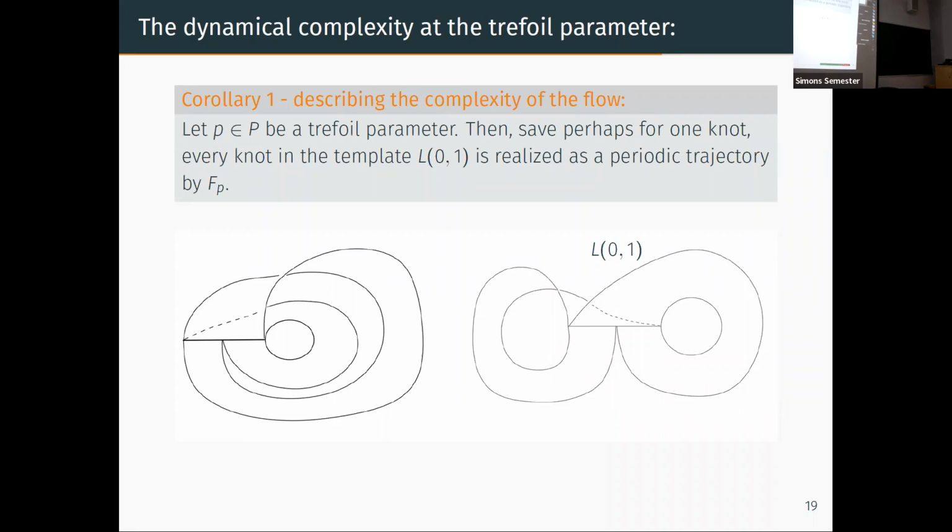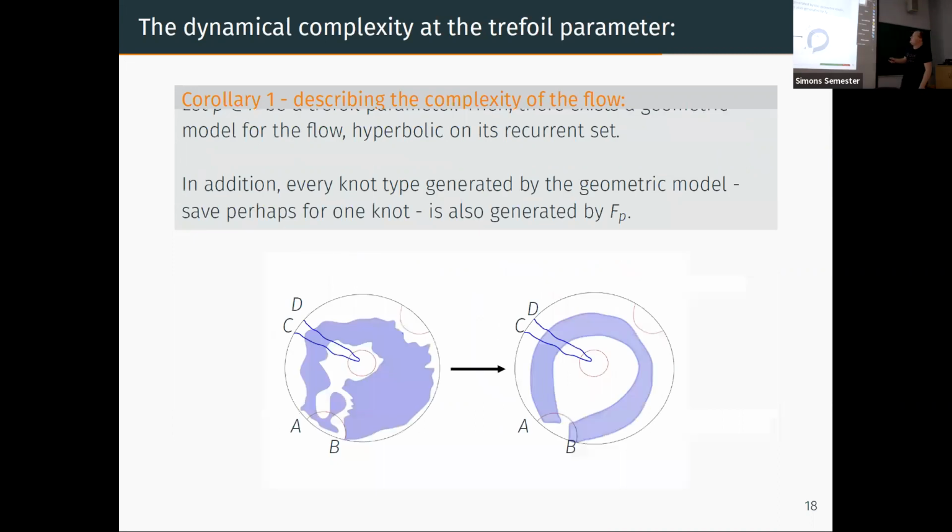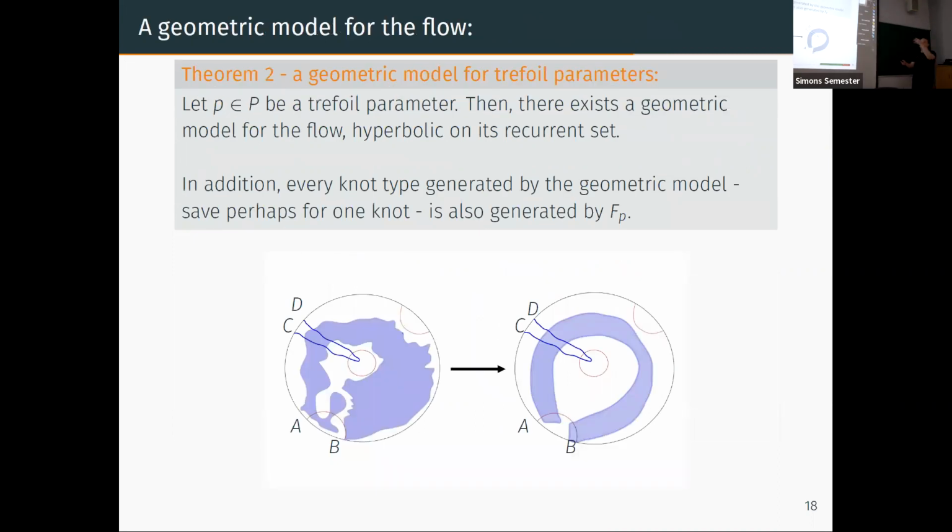And specifically, in our case, I prefer not to get too deep into this idea. We can prove that the template generated by the hyperbolic model, which is the one you see here on the left, is isotopic to the one you see here on the right, the Lorenz 0-1 template. The Lorenz 0-1 template has been studied extensively, mostly by Philip Holmes. And what we can say about it is that every knot on it is a torus knot. That is, it can be embedded on a torus. So in this respect, we can say that this geometric model is a topological lower bound for the possible complexity of the Rössler system at trefoil parameters.